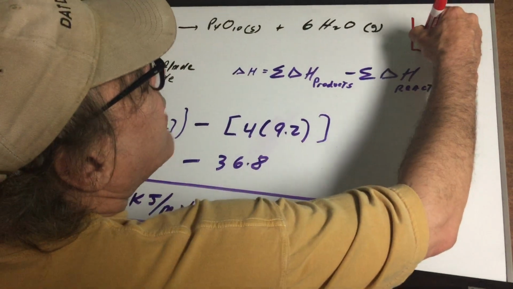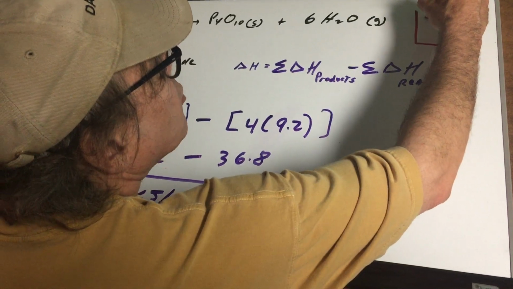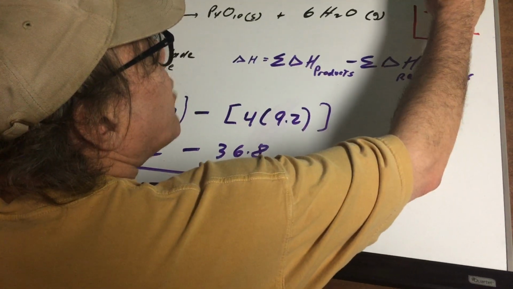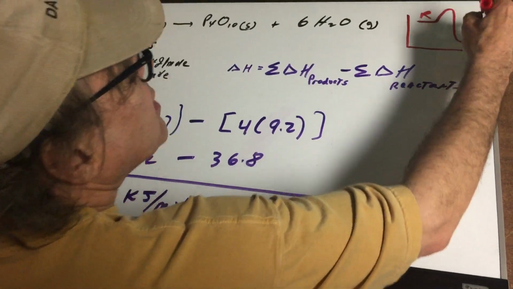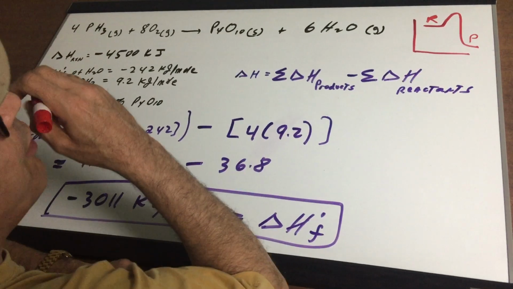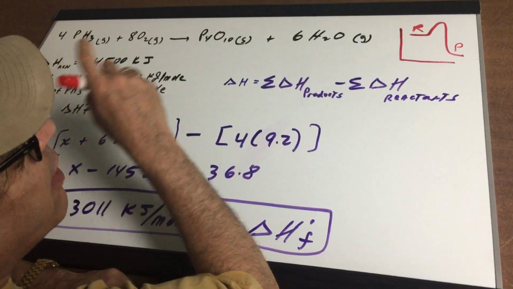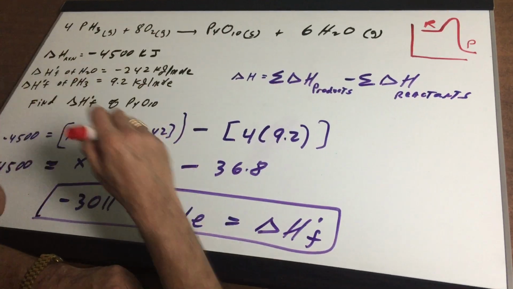And if you remembered, an exothermic reaction looks like this, where these are the reactants and these are the products. Notice in an exothermic reaction, the products are at a lower energy level than the reactants.